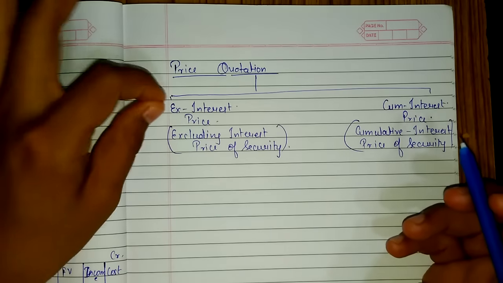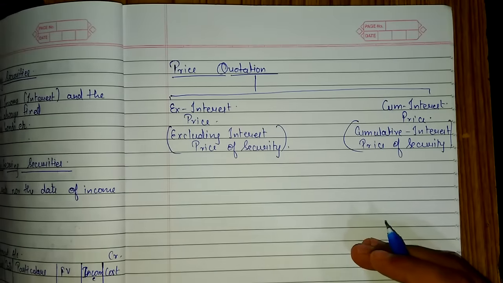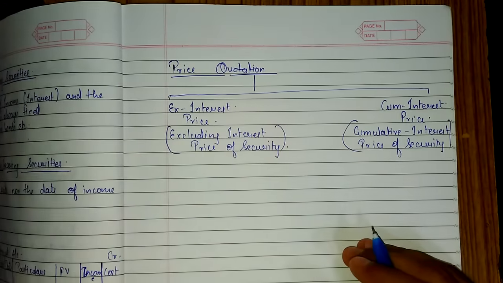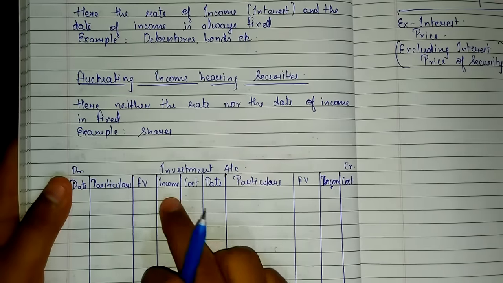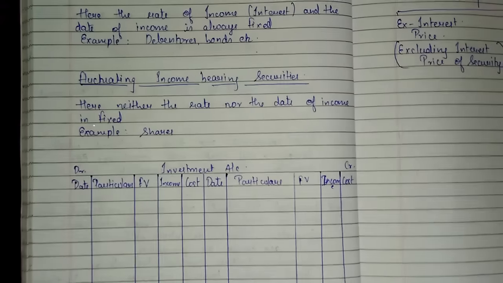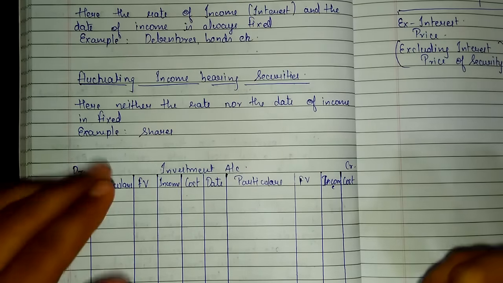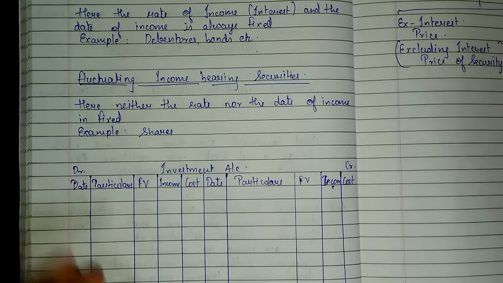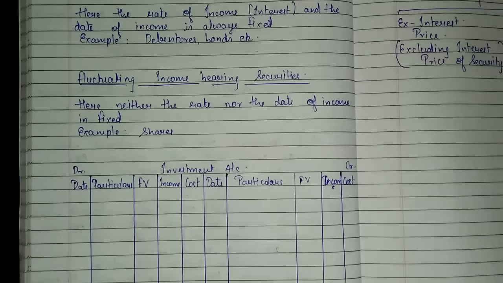The ex interest price, what does this mean? Ex interest price means when you are purchasing, the securities are divided into two parts. As you can see the column, it is divided into income and cost. So what does cost mean and what does income mean? Cost means the capital expenditure that you have done for purchasing the investment. So that is the cost. And what does income column mean? Income column means the amount that you have paid for purchasing such securities.